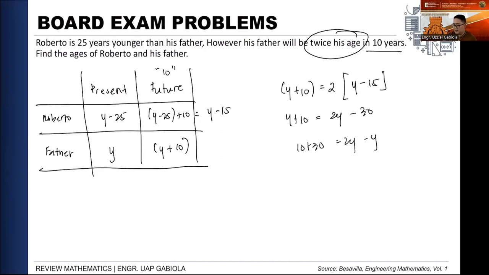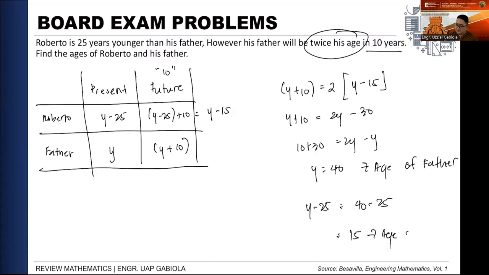So, ito yung magiging age ni father. Okay? So, paano natin makukuha yung age ni Roberto? So, that is Y minus 25 or equals sa 40 minus 25 or 15. Ito yung age ni Roberto. So, para sagutin yung tanong, sila ay 15 years old and 40 years old. Okay? So, this will be our answer for this problem.